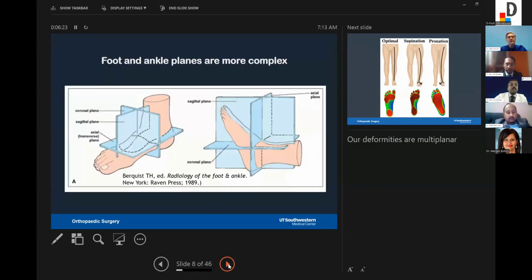And so when you look at it in the foot and ankle, it's actually more complex than above the foot and ankle because we weight bear. And this just kind of reinforces that we're dealing with multi-plane deformities. We have that coronal plane where you look at a patient, are they in varus or valgus? You look at the sagittal plane, are they in equinus or calcaneus? And then that axial transverse plane to me is the most challenging because the foot can rotate in supination or pronation. And so I'm just going to show you a picture, but when somebody has a supinated foot, by definition, that's multiplanar. Same thing with a pronated foot.